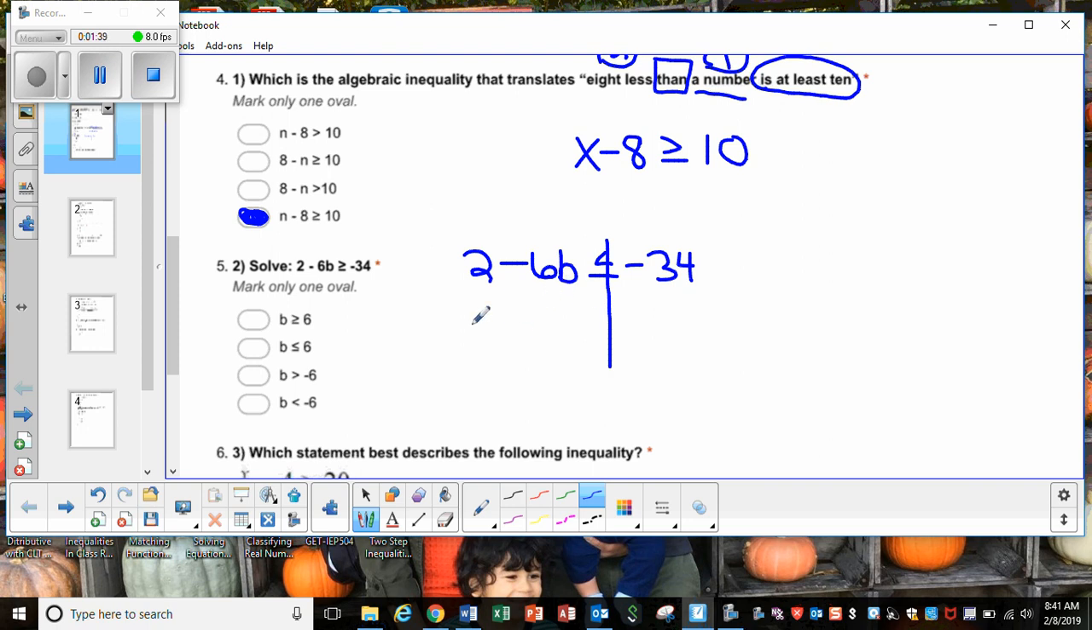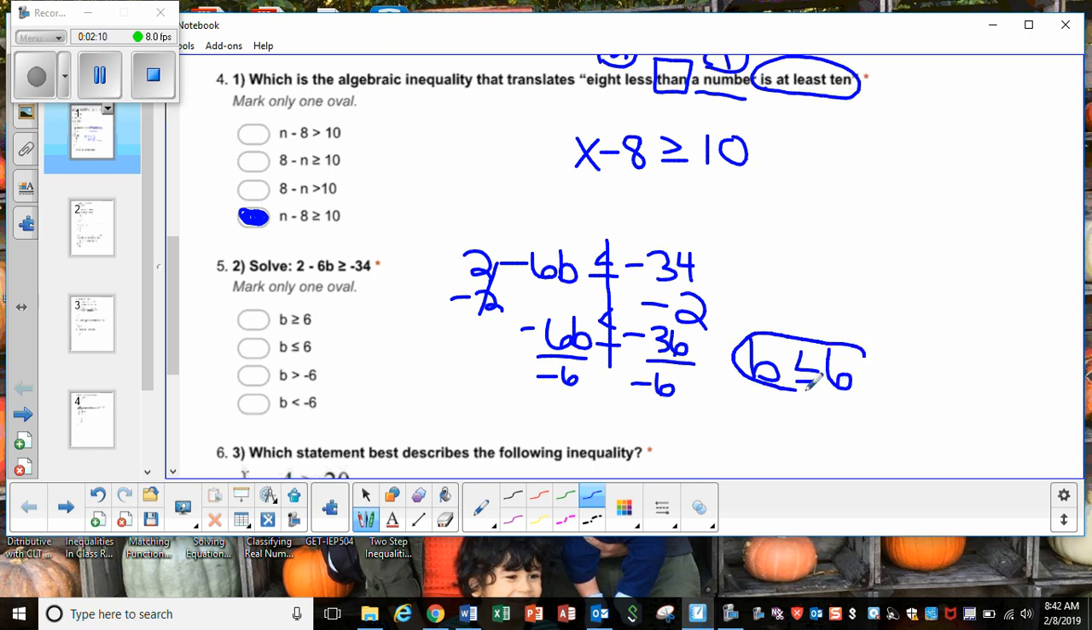So I'm going to get rid of the constant first by subtracting 2 on each side. I'm going to bring down the -6b term. I'm going to bring down the inequality symbol, which is less than or equal to. And then -34 minus 2 is -36. Now my last step to get b by itself is to divide each side by -6. Now that I've isolated my variable, my solution set is b is less than or equal to 6.